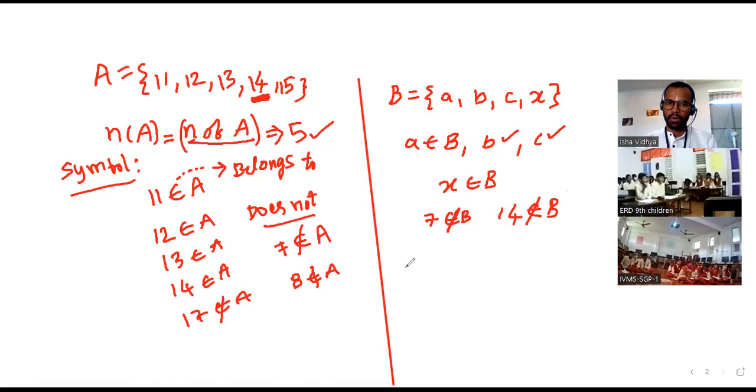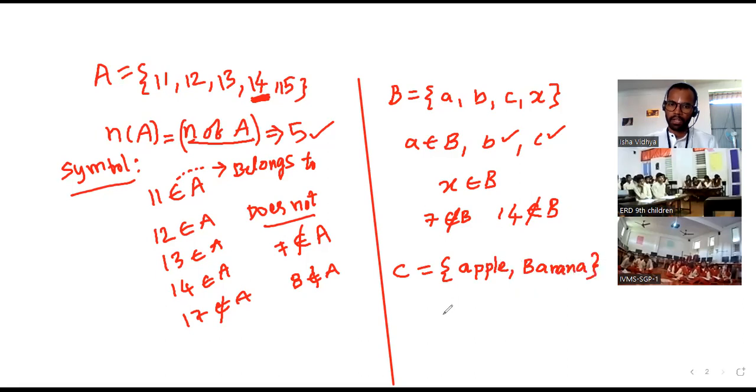Clear. Now when I define another one, C is equal to apple, A P P L E, and banana, B A N A N A. Now tell me, apple belongs to C, yes or no? Yes. Cool. Then can I say small p belongs to C? Small p is there here. See, no. Why not? P is there, no? You can see no P here. No, it is not a single element. It's a word. Okay.